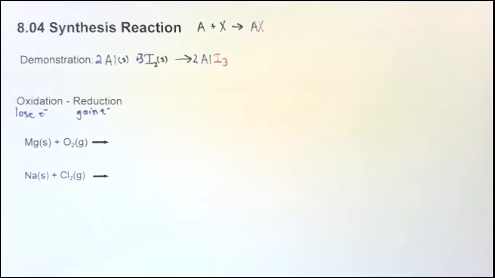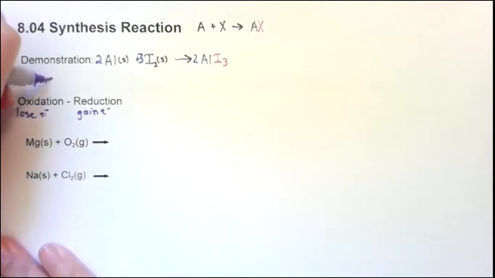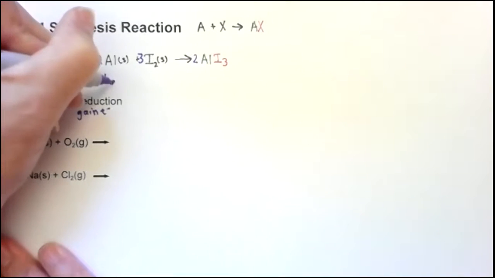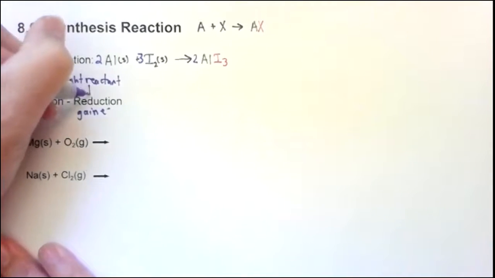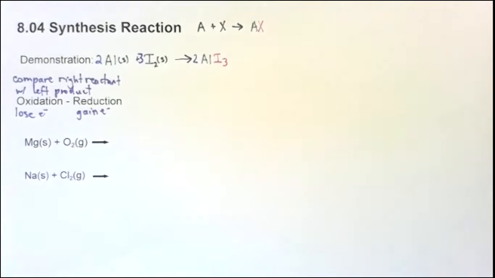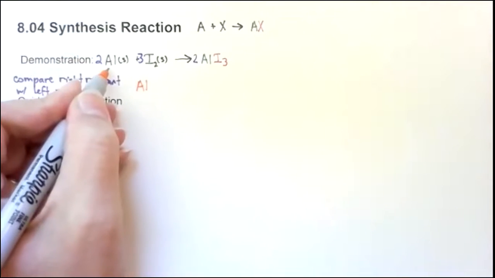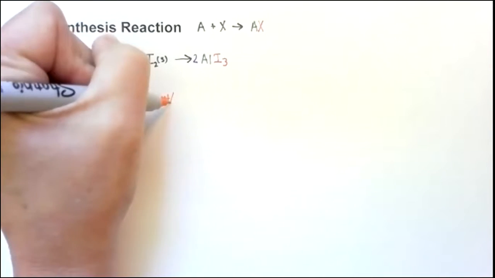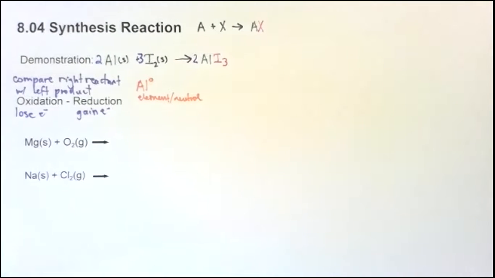In order to analyze oxidation and reduction, you have to compare, it's going to kind of write up here. You want to compare the right reactant with the left product. So I started out with aluminum. Let's do aluminum first. And aluminum on the right is an element. And remember, elements are neutral. They don't have a charge. So we use a 0 to indicate neutral.